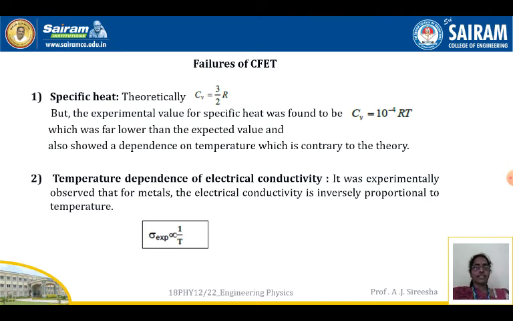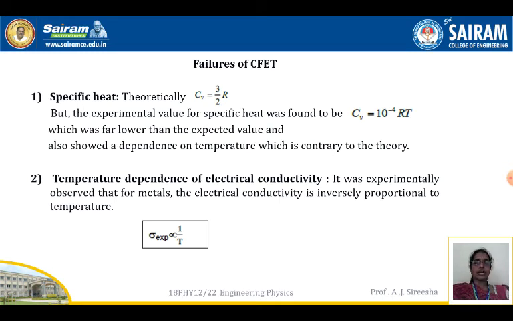Specific heat. That means classical free electron theory could not explain the specific heat. Theoretically, CV is equal to 3 by 2 R. But the experimental value of specific heat was found to be CV equal to 10 to the power of minus 4 RT, which is far lower than the expected value, and also showed a dependence on temperature, which is contrary to the theory. According to the classical free electron theory, CV is given by 3 by 2 R. But experimentally it was proved that CV is equal to 10 to the power of minus 4 RT.